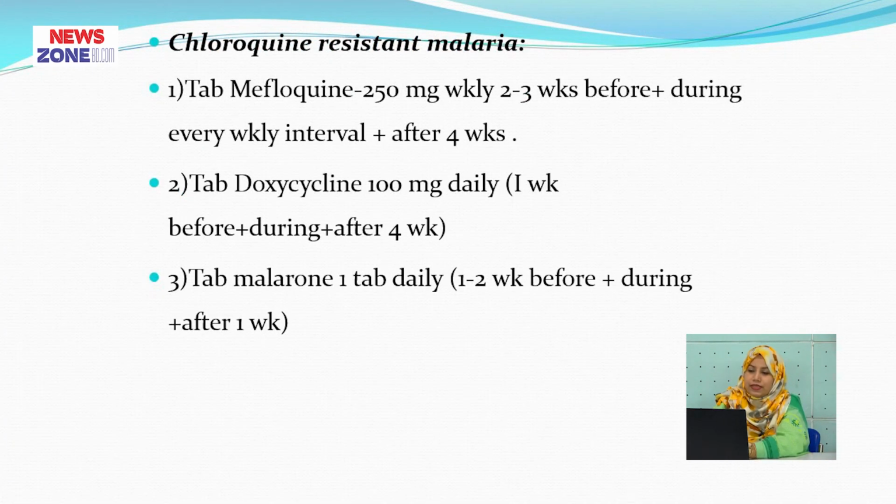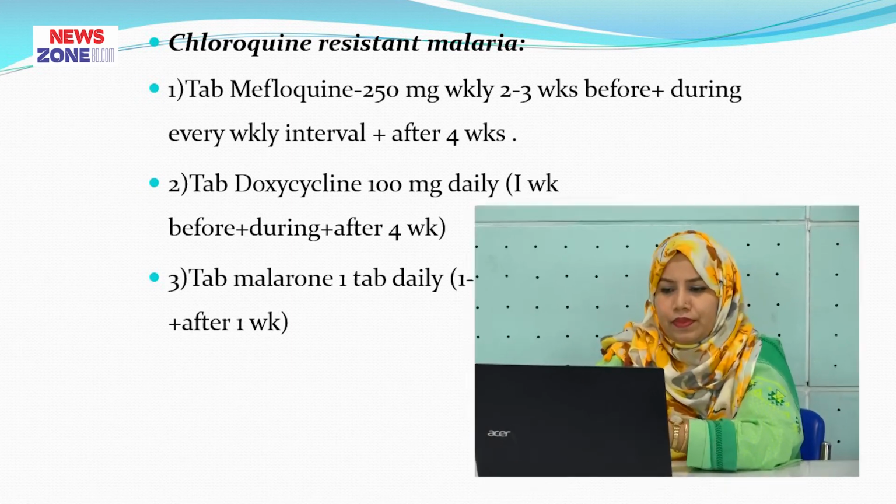Now, chloroquine resistant malaria. In case of chloroquine resistant malaria, tablet mefloquine 250 mg weekly for 2 to 3 weeks before, at weekly intervals during, and for 4 weeks after the travel. Tablet doxycycline 100 mg daily starting 1 week before and during the travel, and after the travel up to 4 weeks. Tablet Malarone 1 tablet daily 1 to 2 weeks before and during the travel, and after the travel for 1 week. That's all for our session. Thank you.